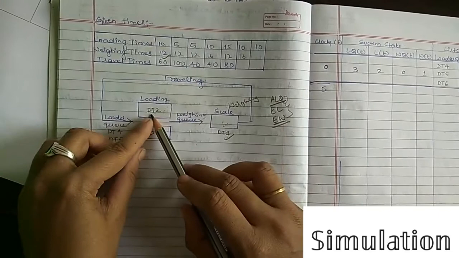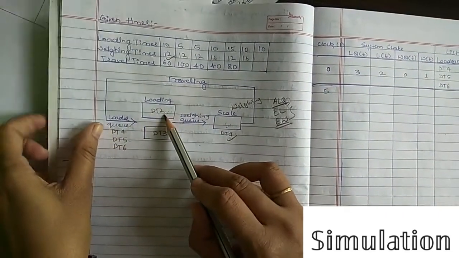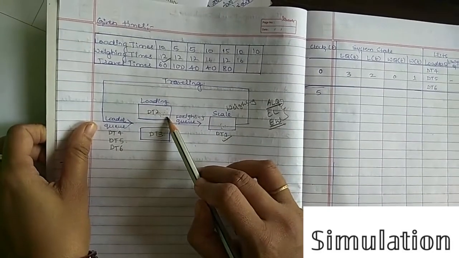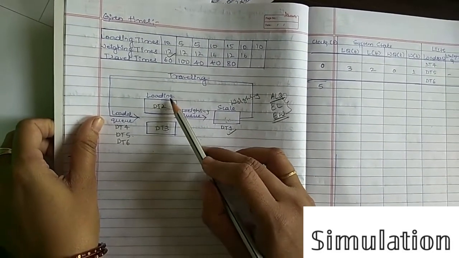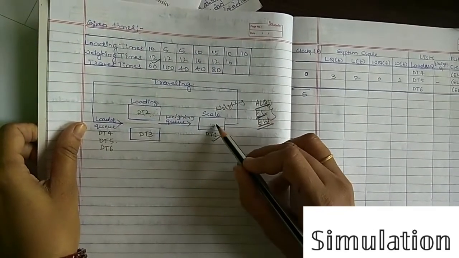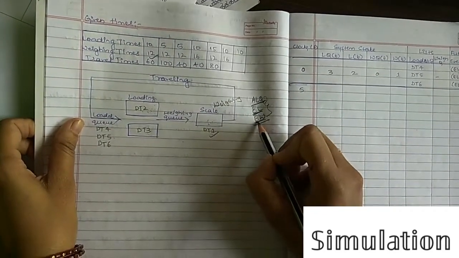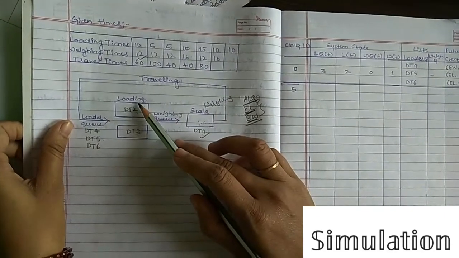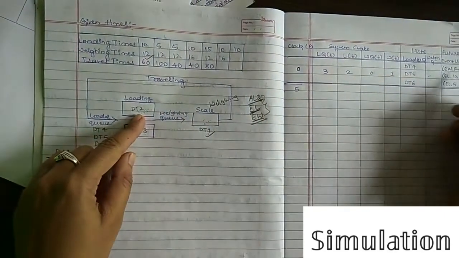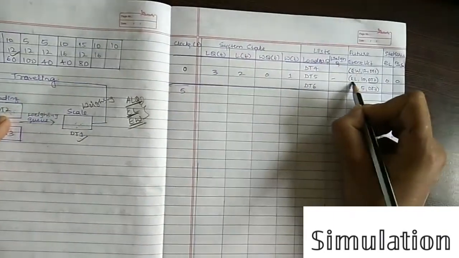So now next is DT2. DT2 is present in which machine? It is present in loading. So which type of event do we have to generate? End loading. See, DT1 was present in weighing, so I generated end weighing. DT2 is present in the loading machine, so end loading for DT2.